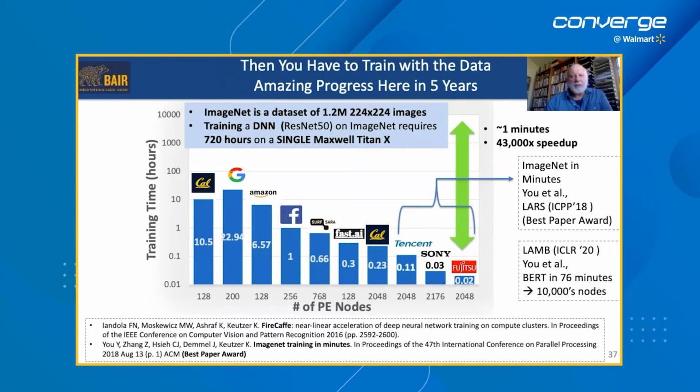Now, I don't have time to go into the details of the progress here, but I am proud to say that I think this is one area where our research group has had some particular impact. So I show training time on the y-axis and the number of processing element nodes used in the training along the x-axis. And I believe we were the first to really show significant progress towards distributing the training of deep neural nets on the ImageNet. And we reduced that time to 10.5 hours back in 2016.